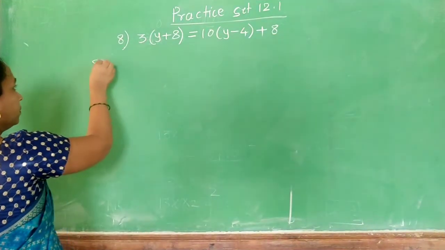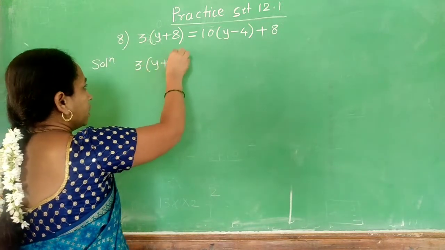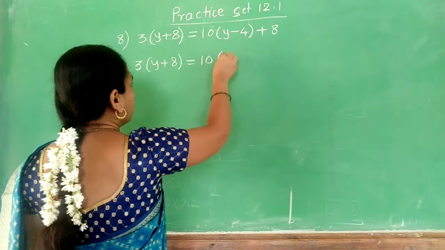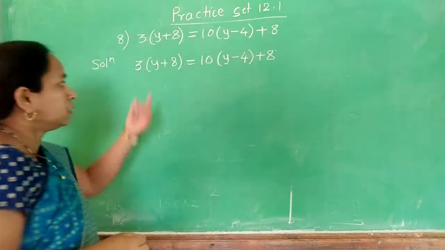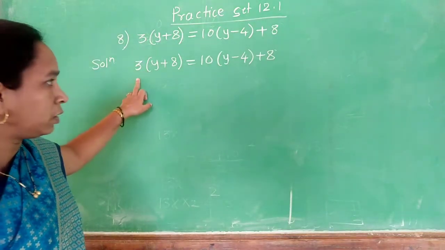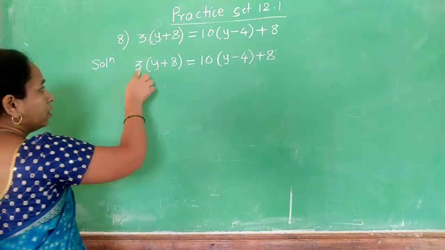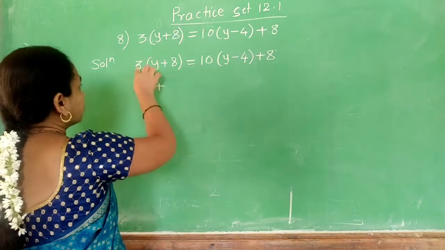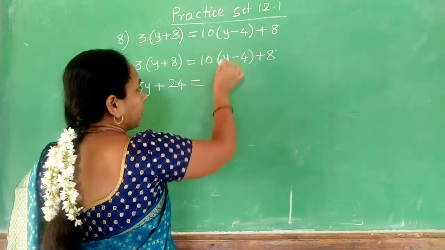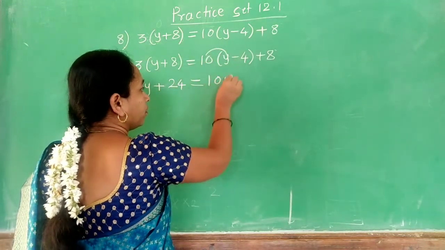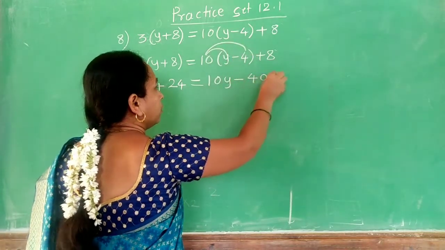Eighth example, 3 into y plus 8 is equal to 10 into y minus 4, plus 8. This bracket we have to multiply by 3. This bracket we have to multiply by 10. So I will multiply 3 into y, so 3y. 3 multiplied by 8, 24, is equal to 10 multiplied by y, so 10y. 10 multiplied by minus 4, minus 40, plus 8.